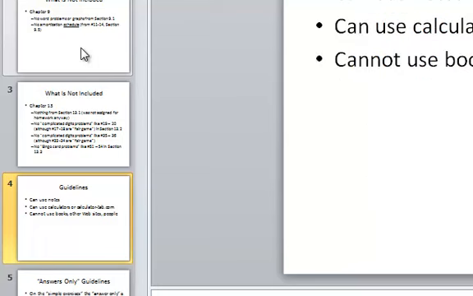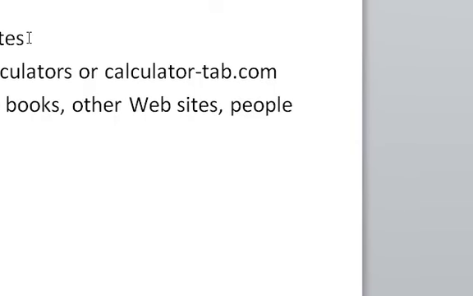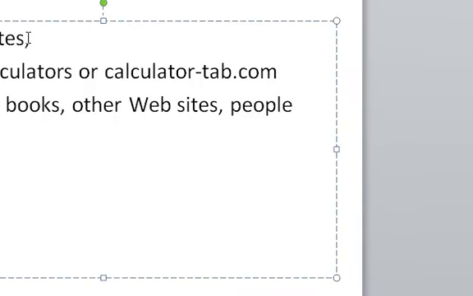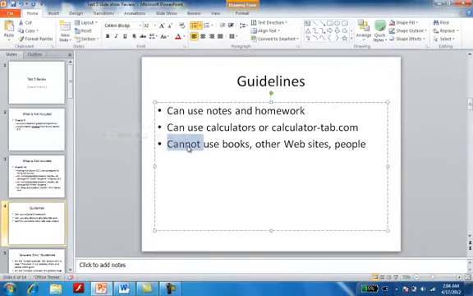The one thing that should help you out on this one is that you can use your notes, and I'll add to this slide right here, you can use your notes, and that would include homework. You can use calculators or the website calculatortab.com. You cannot, absolutely, you cannot use your books. You cannot use other websites.